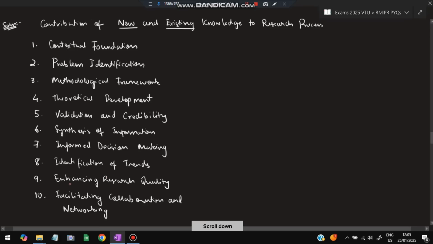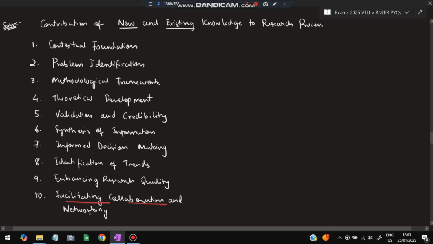Next is enhancing research quality. If we know what is to be avoided and what is to be taken, the opportunity, that will enhance the quality because we are now taking more informed decisions and better actions. That will increase the quality. Because of what does it increase the quality? Because of the existing knowledge information which we had, what to avoid and what not to avoid.